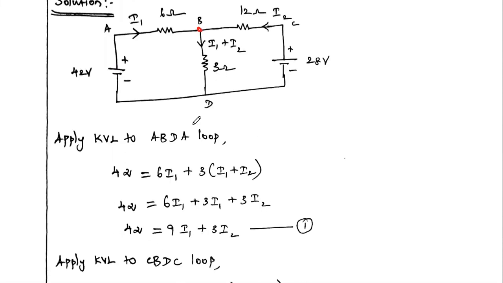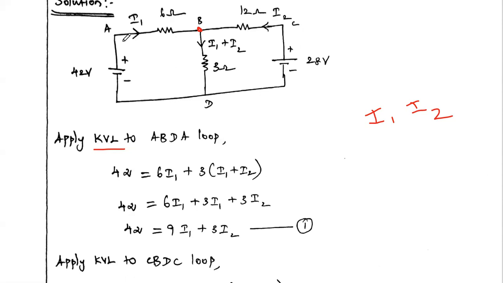In order to solve for the variables I1 and I2, first we need two equations. We have two variables, I1 and I2, so to solve them we need at least two KVL equations. Now we are going to write the KVL equations for the loops. You know what KVL means: Kirchhoff's voltage law is applied for any closed path. How many closed paths are there in this diagram? Three closed paths.